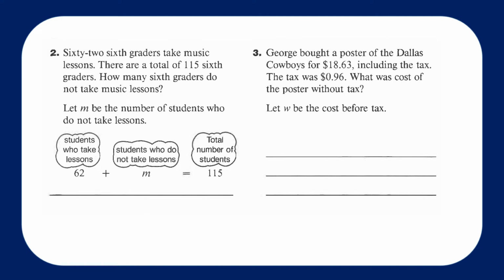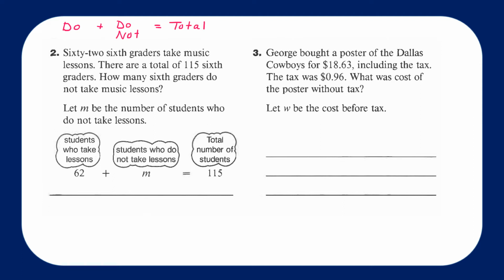Now, before we look at what they have here, we want to think about this problem. We have students who do take music lessons plus students who do not take music lessons. And when we add them together, we get the total number of students in 6th grade. So that's our basic formula. All right, so let's find our information.